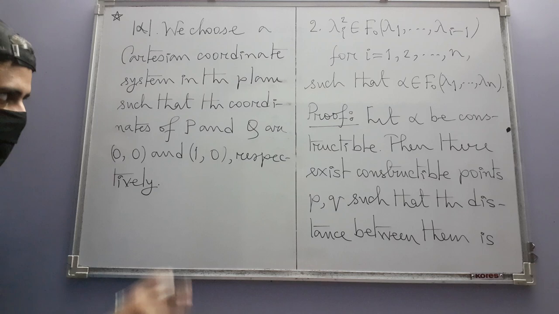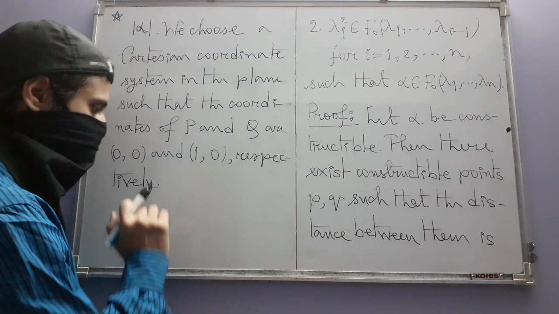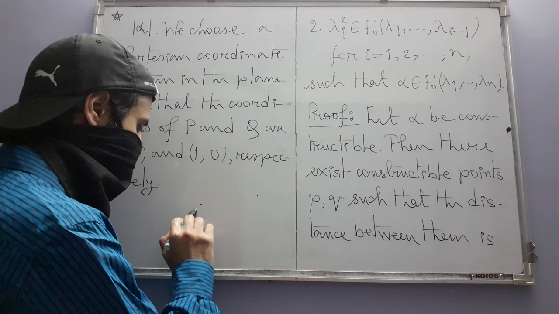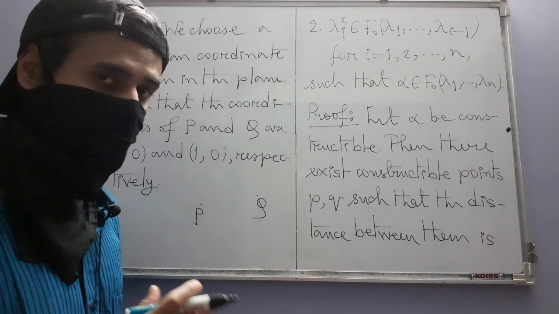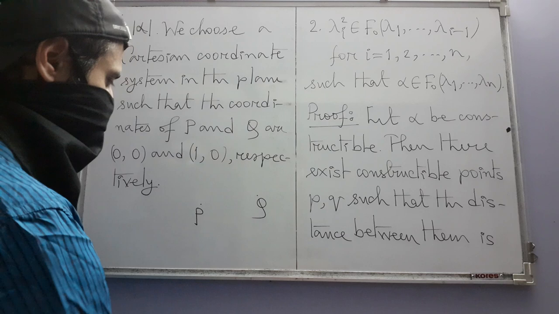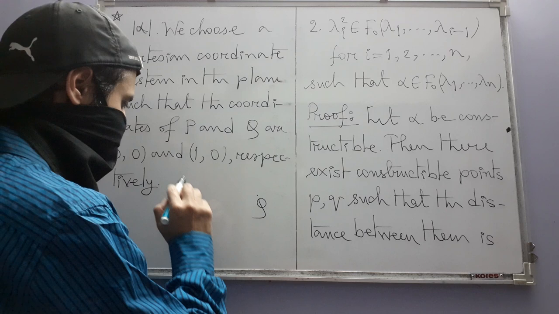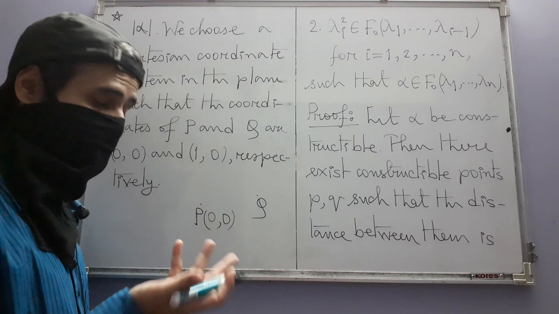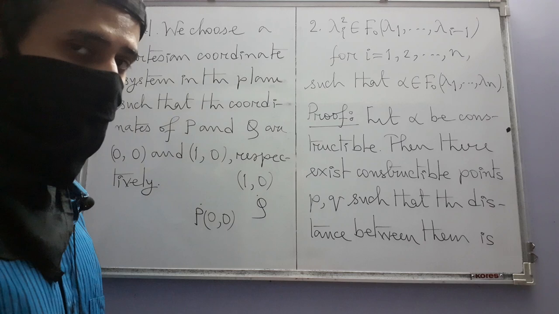Do you remember what this capital P and capital Q are? If you go back to the definition of constructible objects, there we started off with two points in the plane. Those two points we named capital P and capital Q, that are at a unit distance apart from each other, so that the distance between them is 1. Now, no matter how these points are situated in the plane with respect to each other, we can of course choose one coordinate system such that P becomes the origin and Q becomes that point on the x-axis such that its coordinates are 1, 0. You can easily understand why that is so.